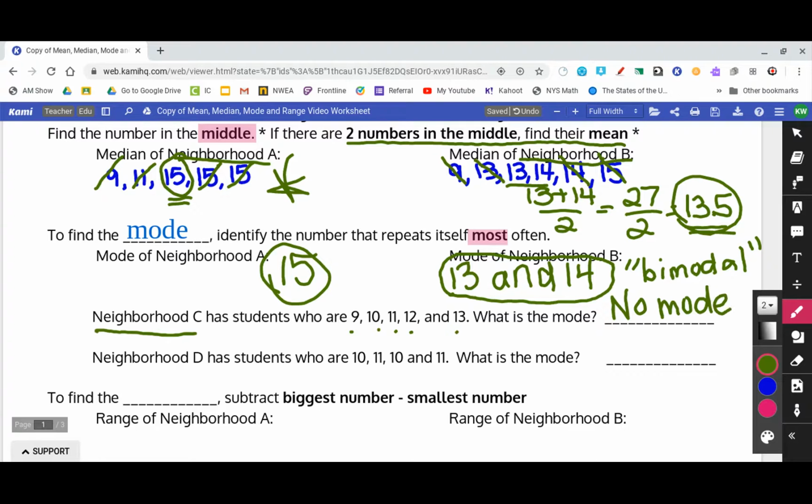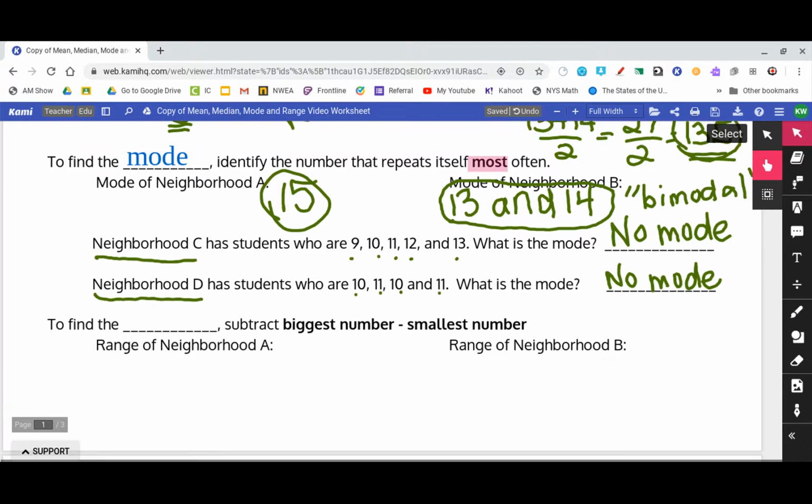Now neighborhood D has students that are 10, 11, 10, and 11. What is the mode? Now, there's two 10s and there's two 11s. There's no number that shows up the most. So in this case, we would say there's no mode because there's no number that shows up the most.